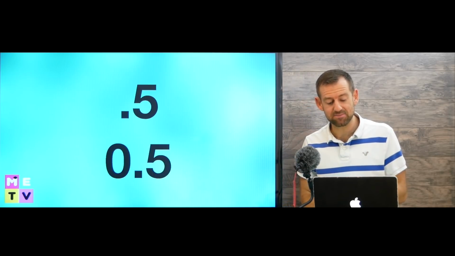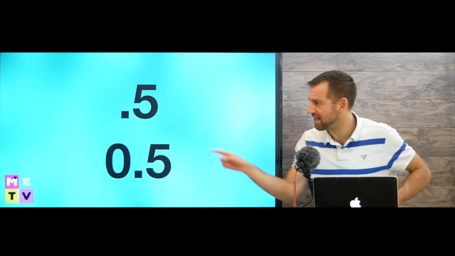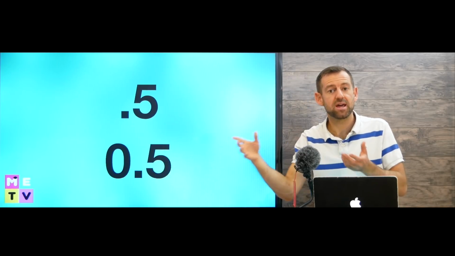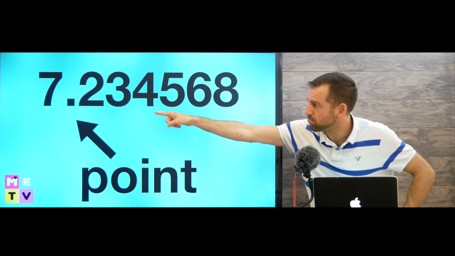If it's a decimal, then it's this. So this means half. It's a small number. It's less than 1. Half. Or you could write it like this, 0.5. So this is 0.5 and .5. Both of these are common. Sometimes you see it like this, sometimes you see it like this, but they have the same value. Now look at this number here, 7.234568.